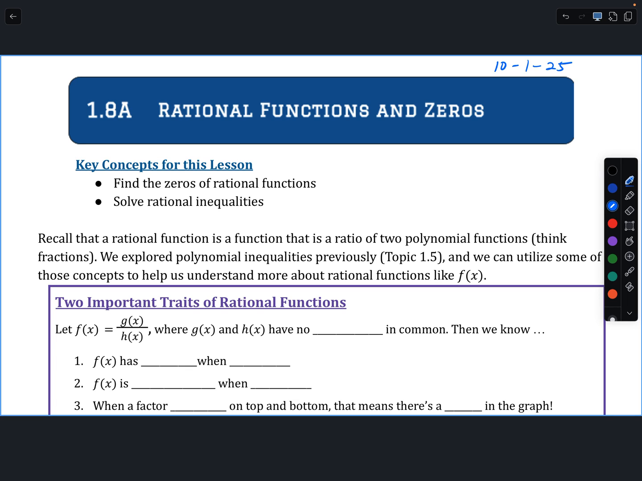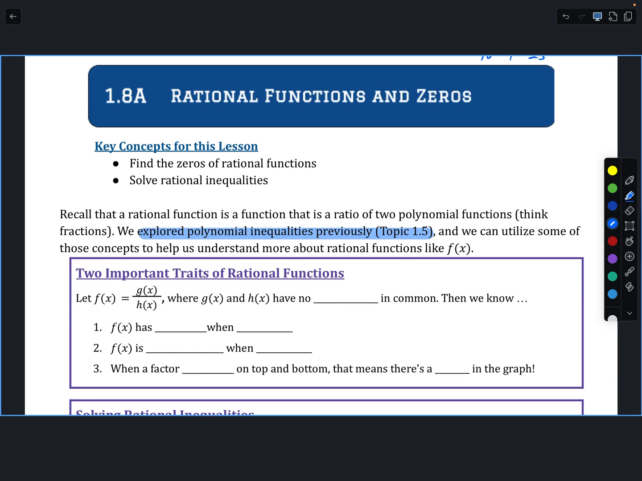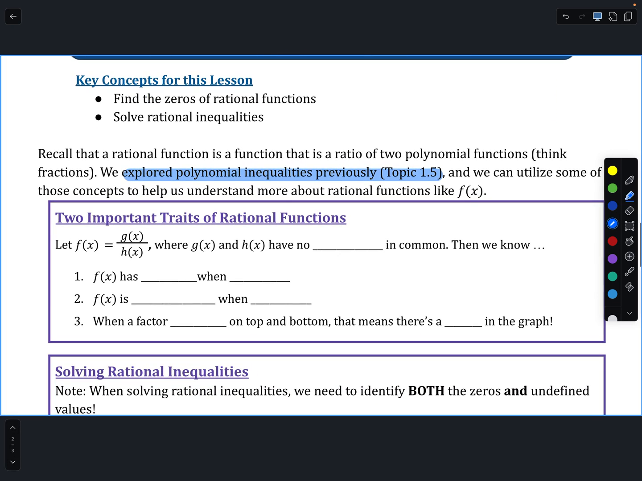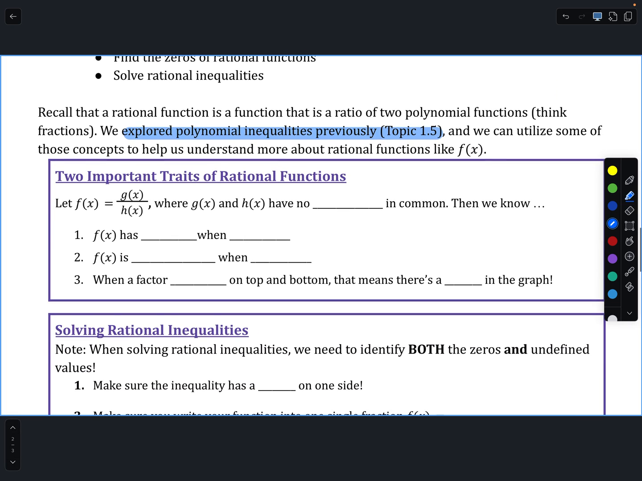Recall that a rational function is a function that is a ratio of two polynomial functions, so fractions. We explored polynomial inequalities back in section 1.5. So you guys remember those problems where we would make a sign chart? We're going to do that here again, okay? Where we can utilize some of those concepts to help us understand more about rational functions like f of x.